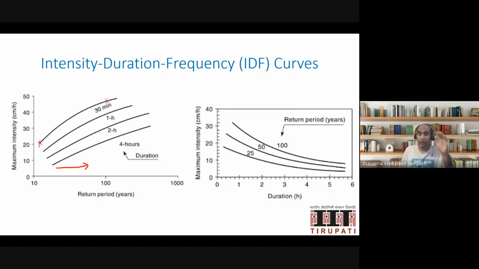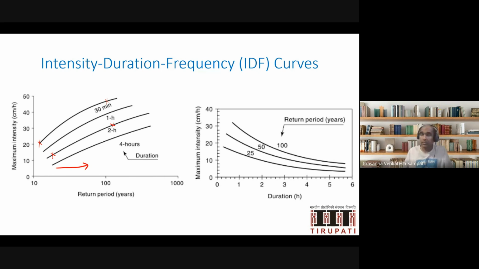Okay, so that's the first point. And this pattern is evident not only for a 30-minute duration storm, the same pattern continues for a 1 hour duration, for a 2 hour duration, for a 4 hour duration. What I mean is the value for a smaller return period on any of these curves, for a smaller return period, the intensity is, let's say, 12 centimeters per hour. For a higher return period, the intensity is, let's say, 30 centimeters per hour. So in all of these curves, 30 minute, 1 hour, 2 hour, 4 hours, whatever it may be, as the return period increases, the maximum intensity increases.